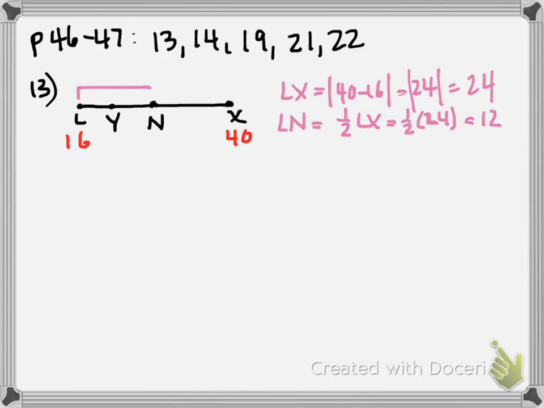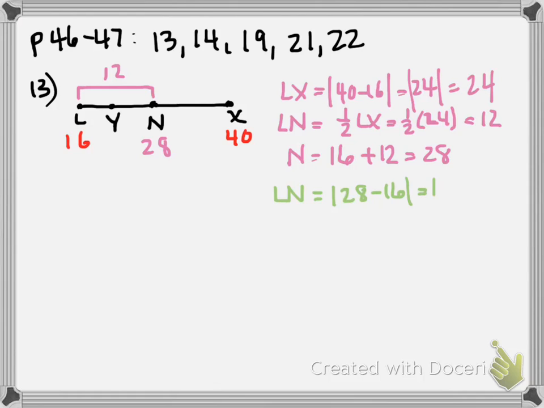Now 12 is this distance. 12 is not the coordinate. To get the coordinate of N, we're going to take 16 as the starting point for L and add 12 to it. So we get 28. That's where 28 comes from. Now we're going to repeat that process, but this time we're going to deal with LN. The length of LN is equal to the absolute value of the difference of 28 take away 16. That gives me the absolute value of 12, which is 12.